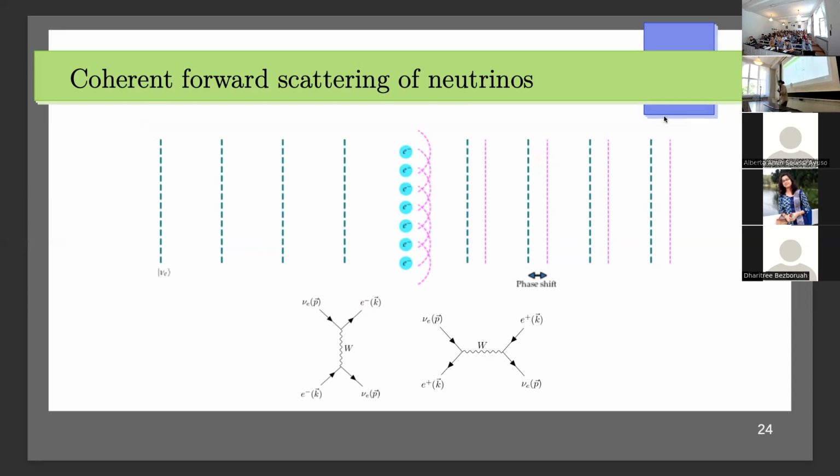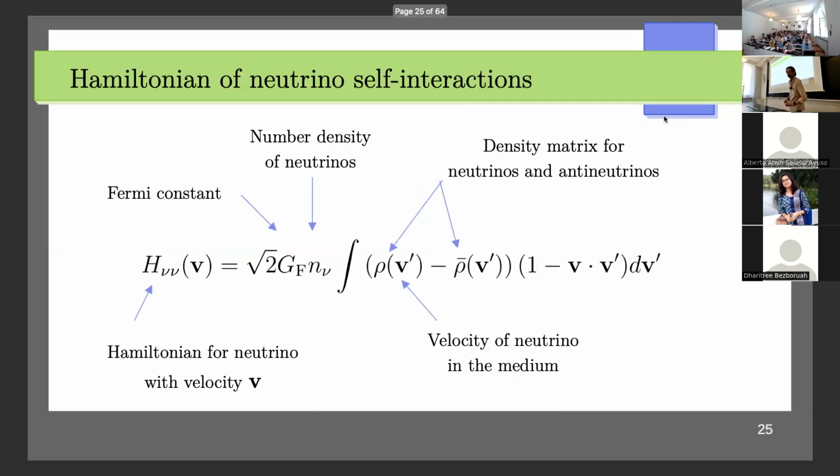And this phase shift is not the same for electron neutrinos and muon neutrinos, because these reactions we are talking about, the charge current interactions, cannot happen for muon neutrinos. So there's more potential experienced by electron neutrinos than muon neutrinos. And because of that, we see interference between the vacuum term and the matter term, and that modifies the oscillation probability. So this is something that is well known. Probably you've studied this in your graduate courses, but this is not all.